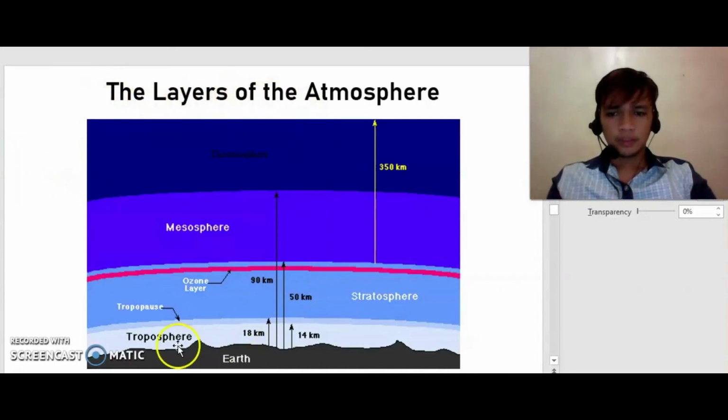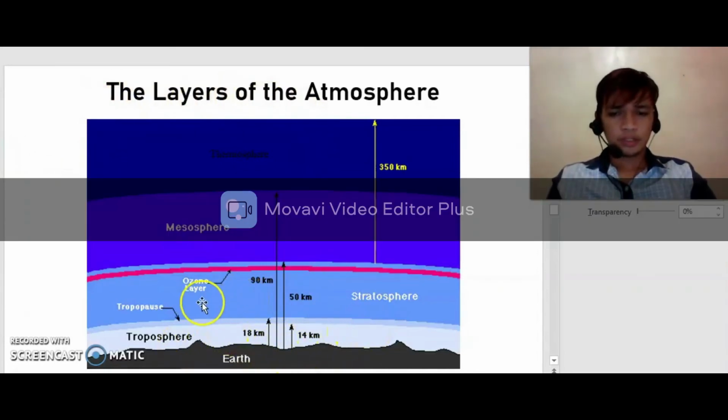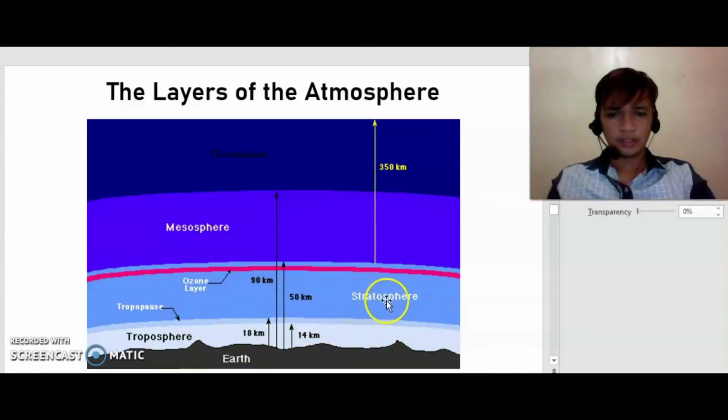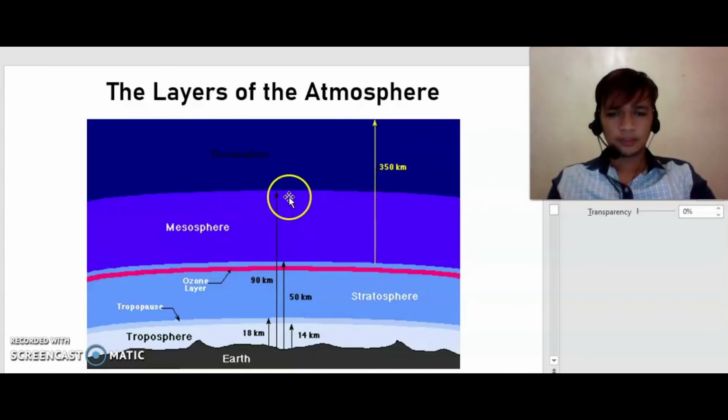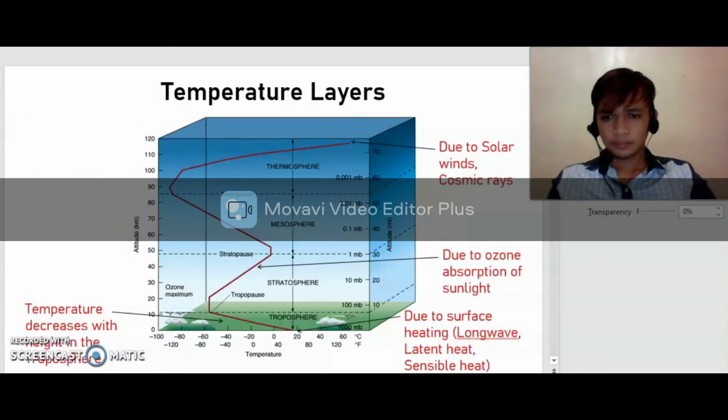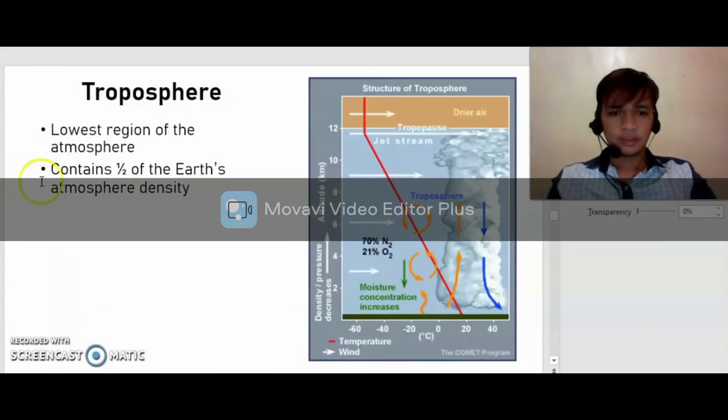Here are the layers of the atmosphere. We are done with the troposphere. Let us just review this. Next is the tropopause. Okay, after the tropopause, we will now enter the stratosphere. And just a little above the stratosphere, you can see there a thin layer of ozone. After that is the stratopause. Then you will enter the mesosphere. After the mesosphere, you have there the mesopause. And after the mesopause, you can see there the thermosphere. Okay. Now, let us go to them one by one.